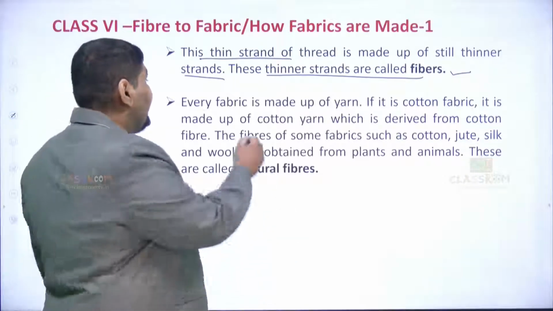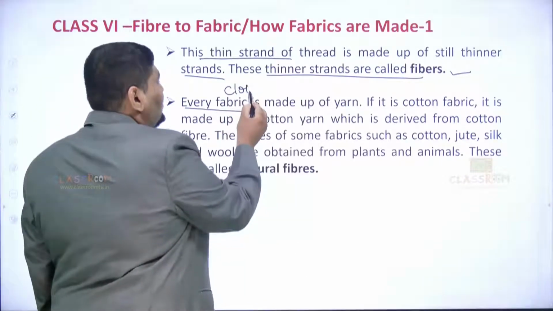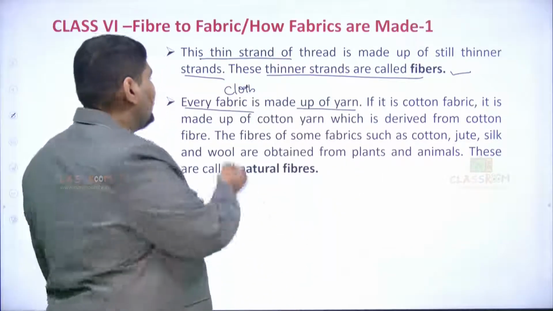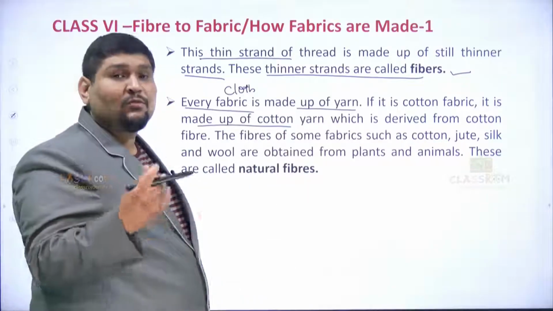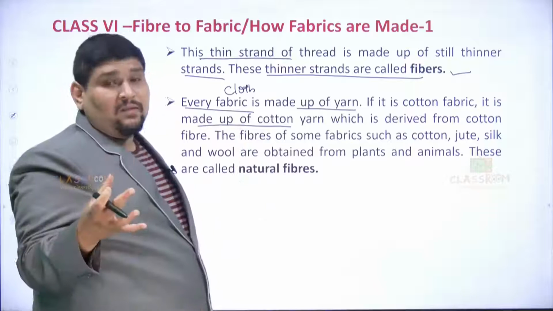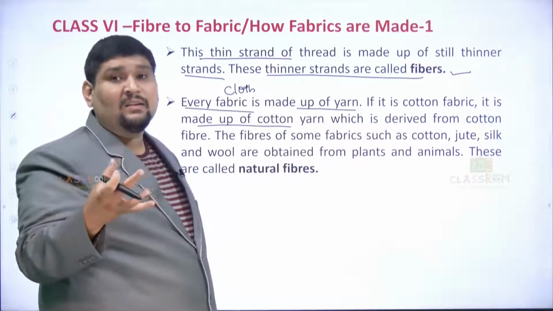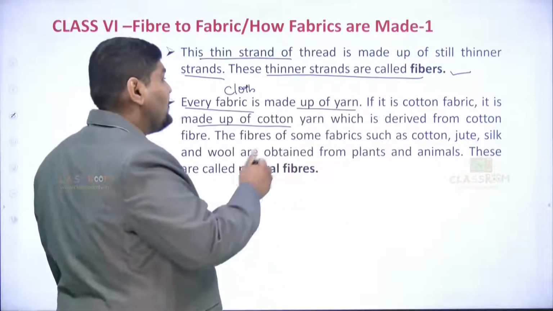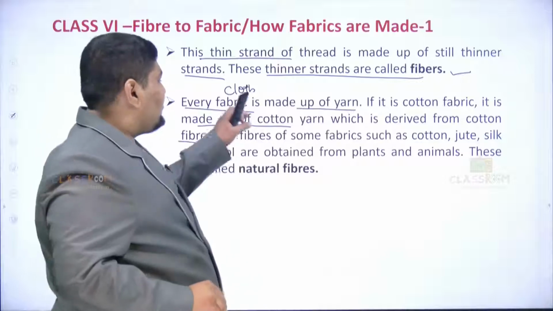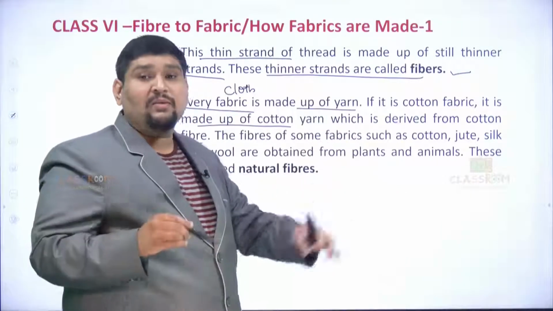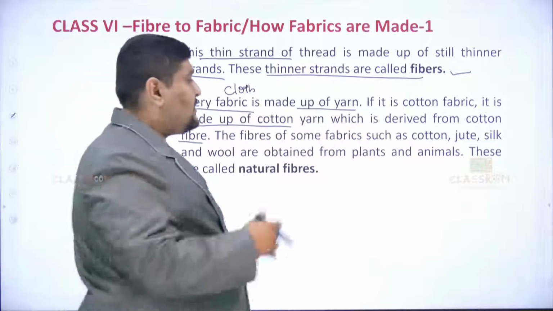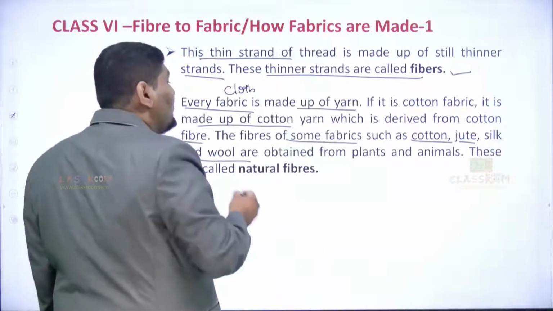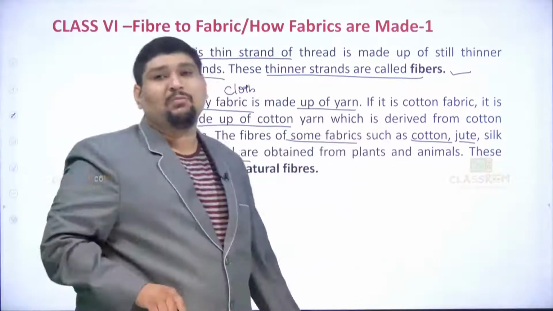Each fabric, that is each cloth, is made of yarn. If it is a cotton cloth, it is made up of cotton yarn. It consists of cotton fibers, that is, cotton thinner strands. Overall, you are going to find a single cotton thread, which is derived from cotton fiber. In the same way, the fibers of some fabrics like cotton, jute, silk and wool are obtained from plants and animals.